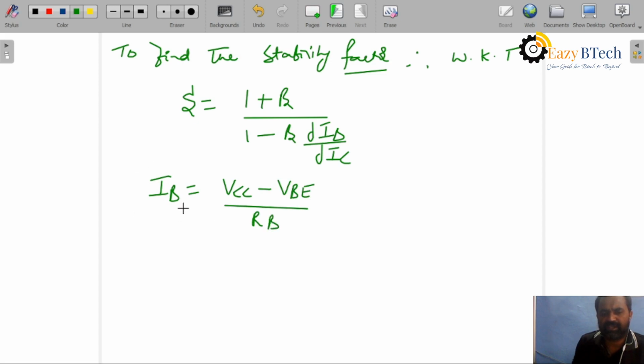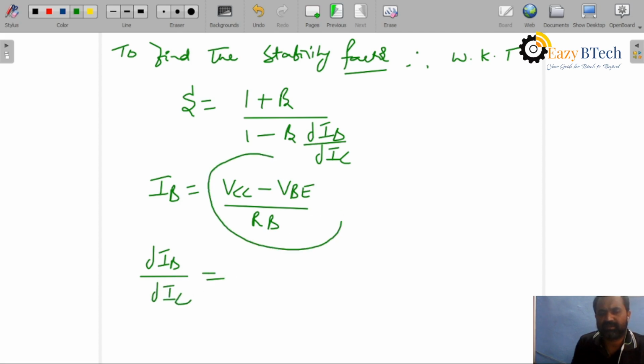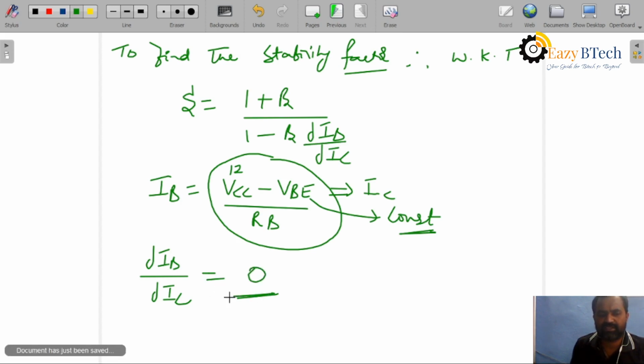If you differentiate IB with respect to IC, dou IB by dou IC, there is no IC term here. VCC is a fixed value, suppose 12 volts, and VBE is 0.7, so this is a constant value. The derivative of a constant is 0. That is why this value is 0. Now what can you obtain from this?